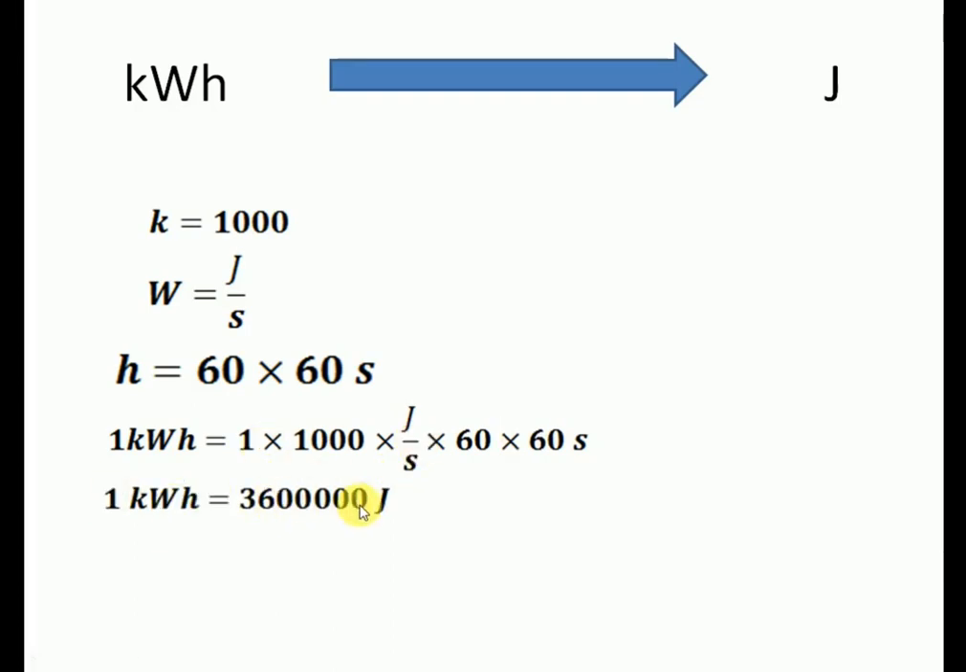3600 joules. If you write it in power of 10, you'll get 3.6 into 10 to the power 6, because right now the decimal point is out here. You move it through 1 2 3 4 5 6 digits, so you'll get 10 to the power 6. So 1 kilowatt hour is equal to 3.6 into 10 to the power 6 joules.